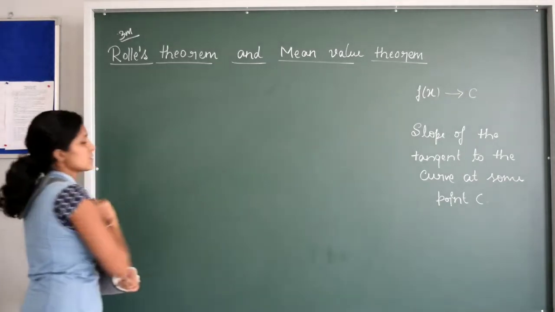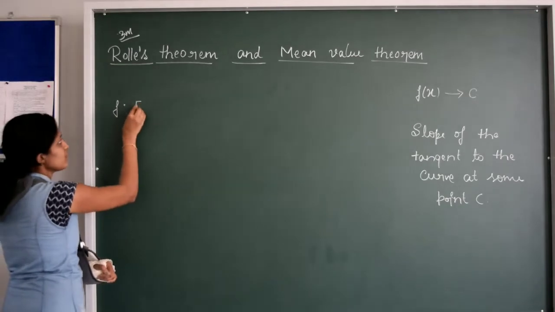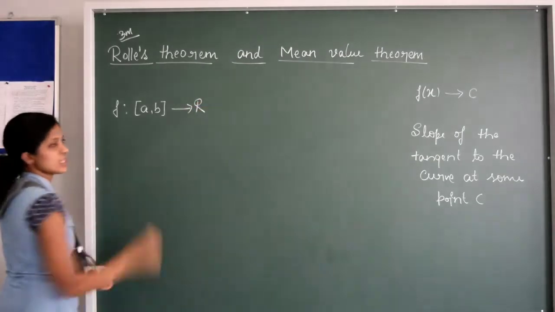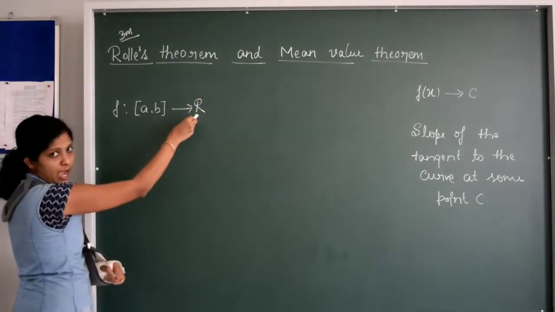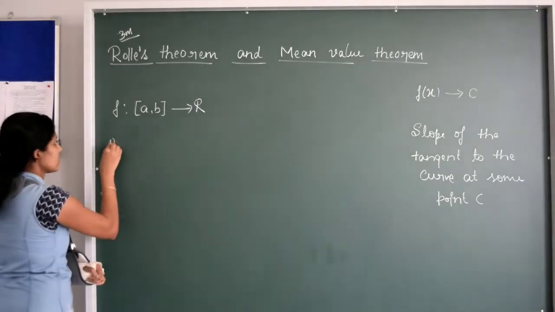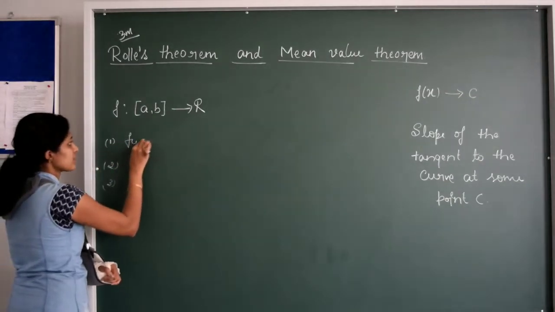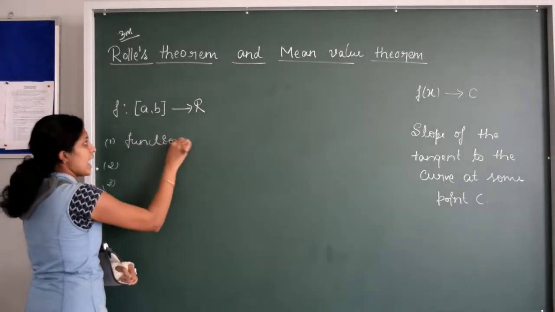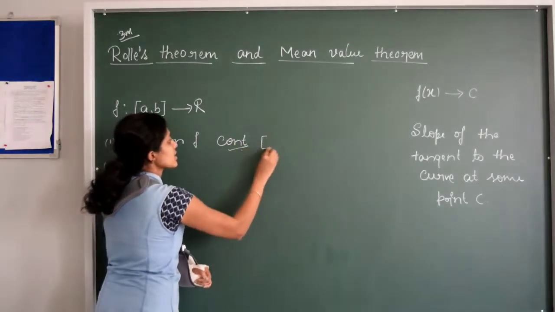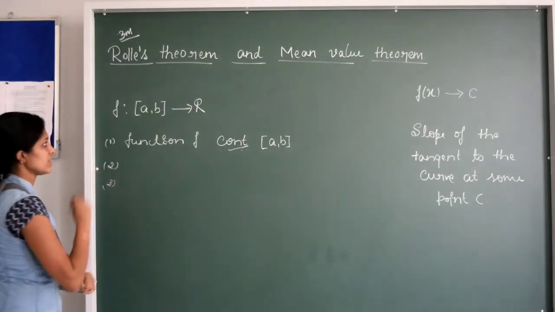Now we will see Rolle's theorem. Rolle's theorem says that suppose I define a function f from the closed interval a comma b to R. To apply Rolle's theorem, the function should satisfy 3 conditions. The first condition says that the function f should be continuous on closed interval a comma b. Is it clear? The function should be continuous on closed interval a comma b.